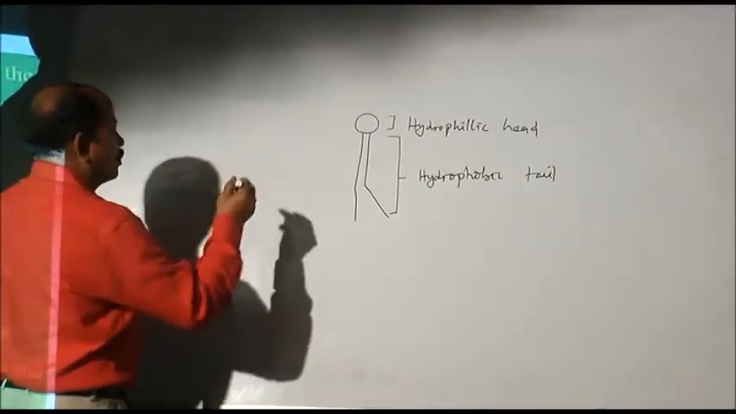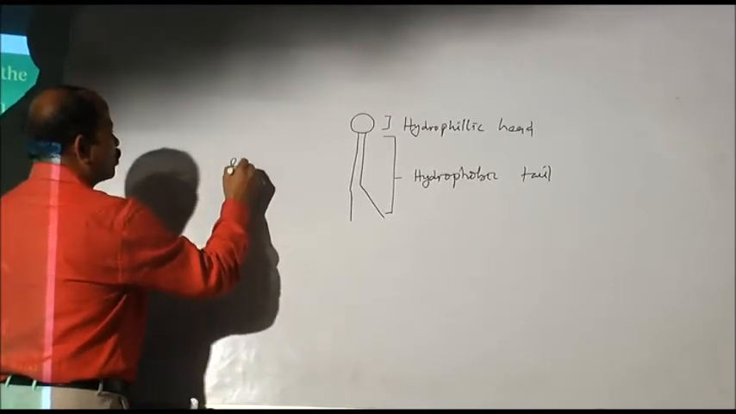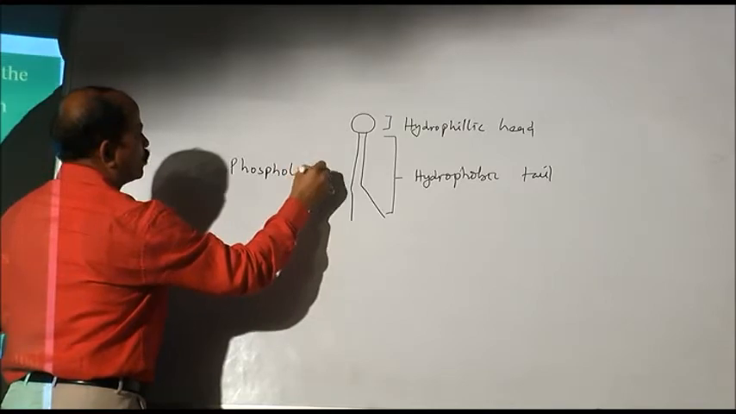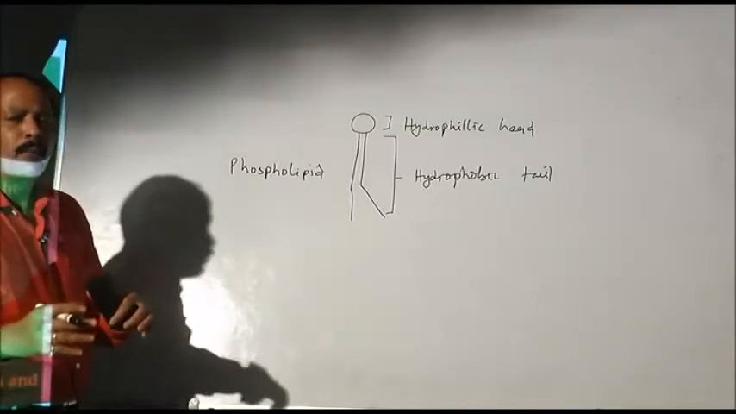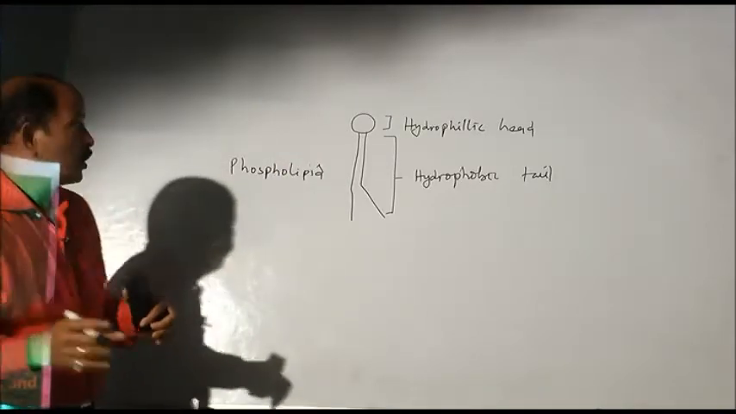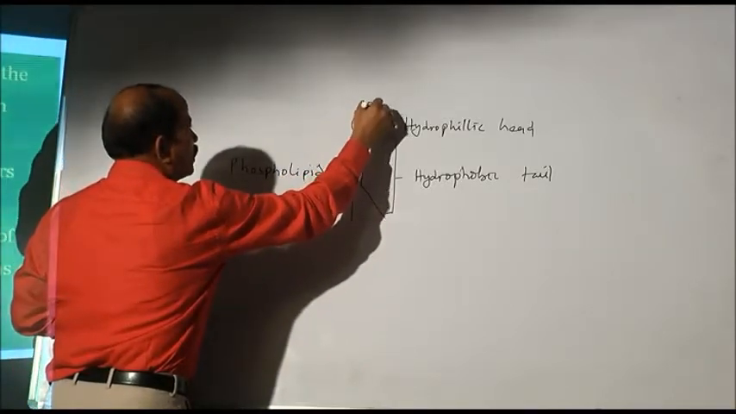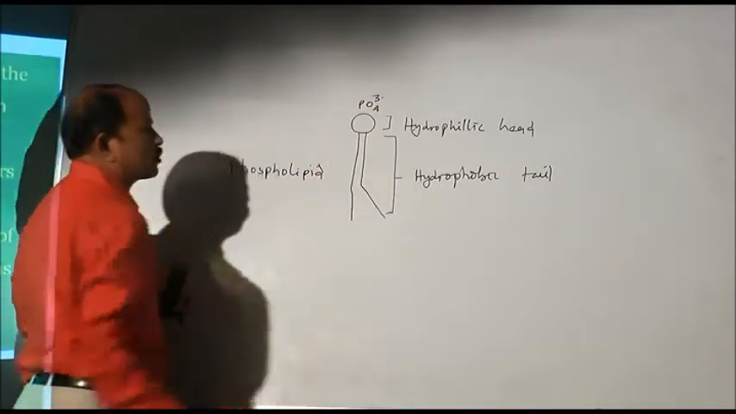Lipid is, now phospholipid is a conjugated lipid. In this part there is phosphate, in this part there is phosphate PO4 minus.